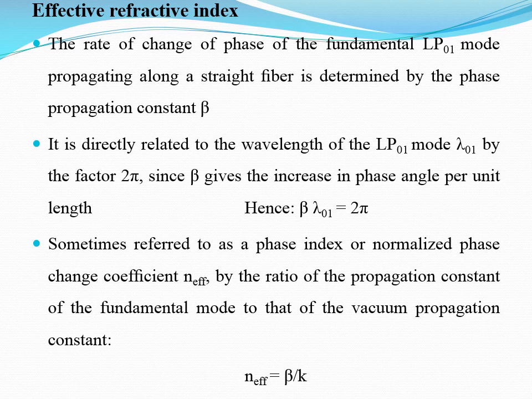So I can say N effective is equal to beta by K, but beta is equal to 2 pi by lambda. So I can equate the effective refractive index as lambda by 2 pi K.